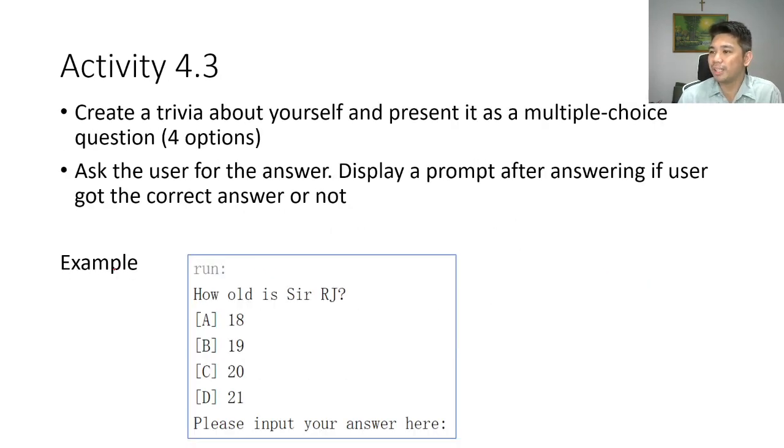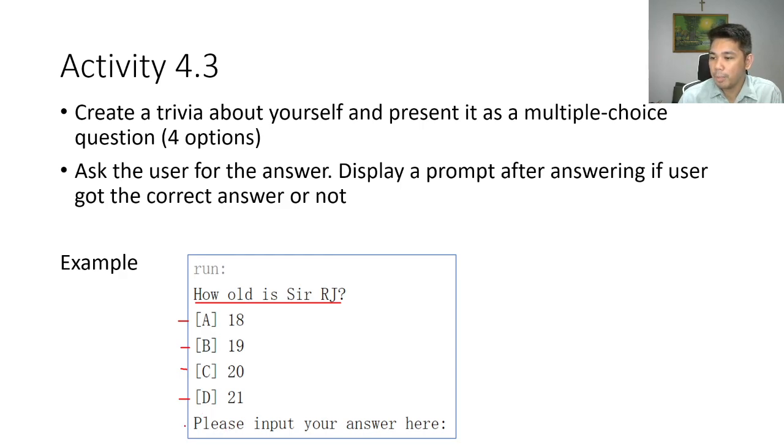So, this is my activity. Activity 4.3, you will do this for the rest of the time period. You will create a trivia about yourself. You present it as a multiple choice question. We have 4 options. You ask the user for the answer and then you display a prompt whether the answer is correct or not correct. For example, I have here a question, System.out: How old is Sir RJ? Then I System.out the choices A, B, C, and D. Those are the possible choices.